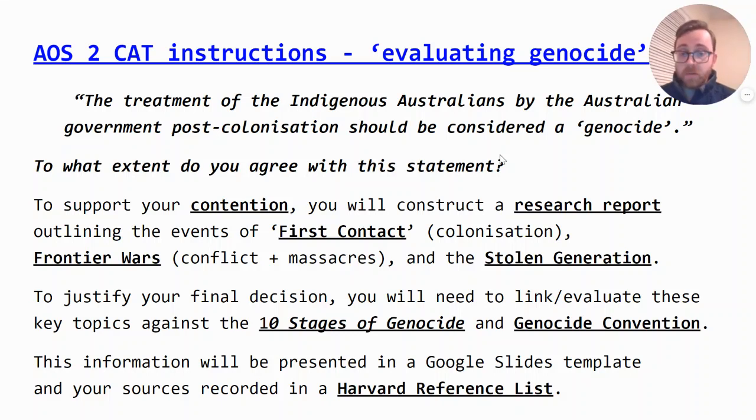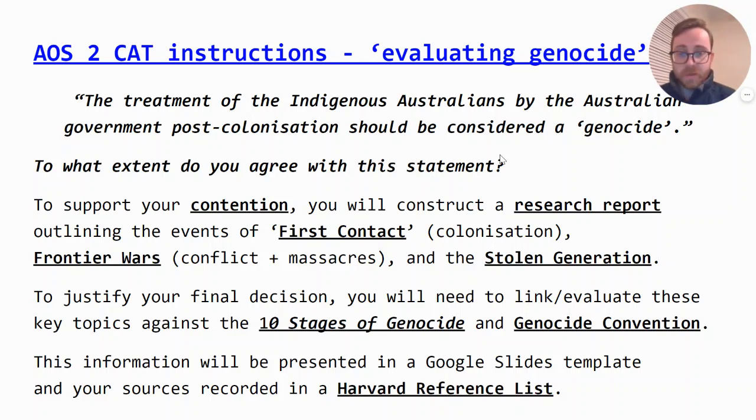Even the notes you've been taking throughout the term, hopefully you've got a lot of that information, that evidence, prepared already to help you complete this CAT in a timely fashion. So I gather my research, and then to justify my final decision of yes, no, maybe this was a genocide, I need to talk about genocide. I can't call it a genocide unless I explain what it is.